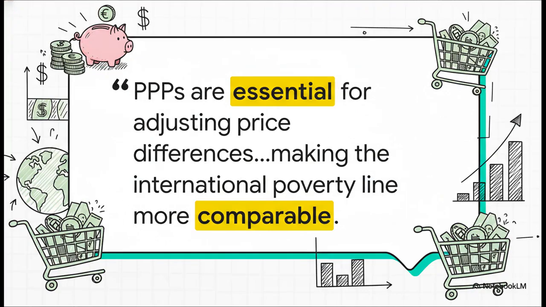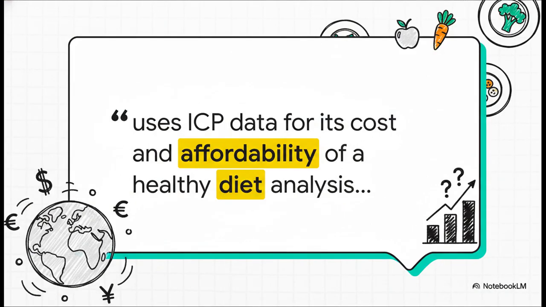Take this, for example. The World Bank points out that PPPs are critical for setting the international poverty line. I mean, think about it. To know if someone is really living on less than, say, $2 a day, you have to know what $2 can actually buy where they live. And it doesn't stop there. The United Nations uses this same data to figure out the real cost of a healthy diet around the world. It helps answer a vital question. Can people actually afford to eat nutritious food, no matter where they are?